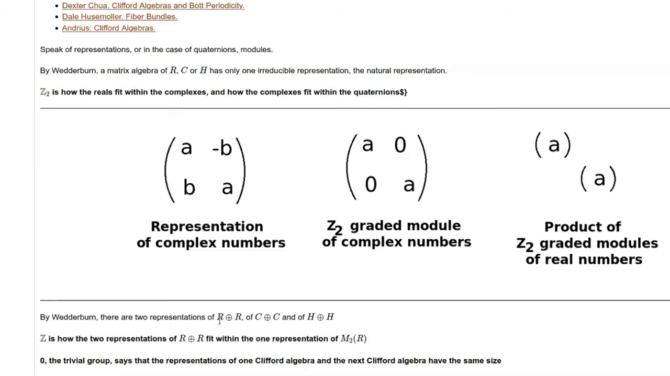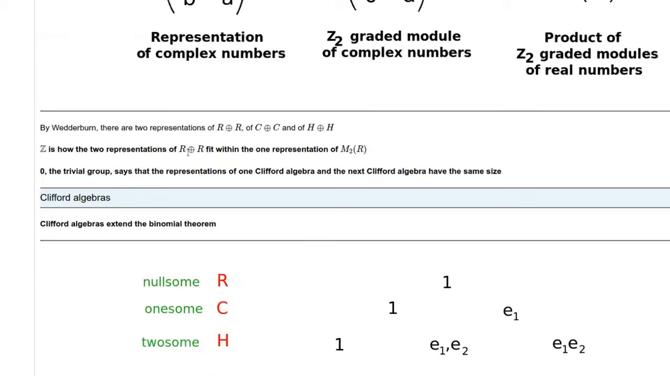If you have something like R plus R, C plus C, or H plus H, then Wedderburn says there are two representations. And I think the way to look at it would be, let's say, if you have element A plus element B, or element A minus element B. Those would give you two different representations. The reason you'd want to do that is because, if you have an algebra, you want both of them to contain the number one, right? The number one for this, if this is an algebra, would be 1 plus 1, right? That would be the unit. So you need your representations to basically contain that. I'm a little confused myself.